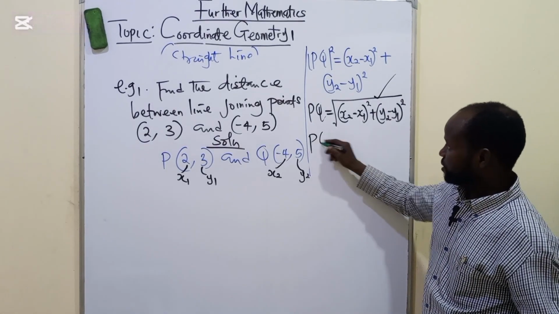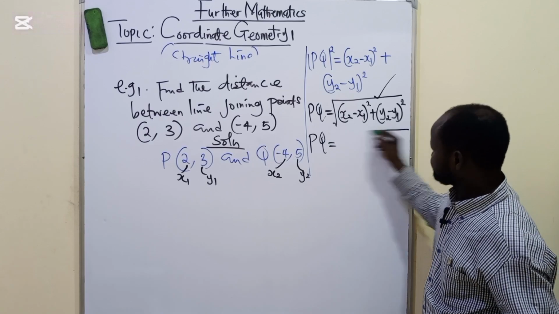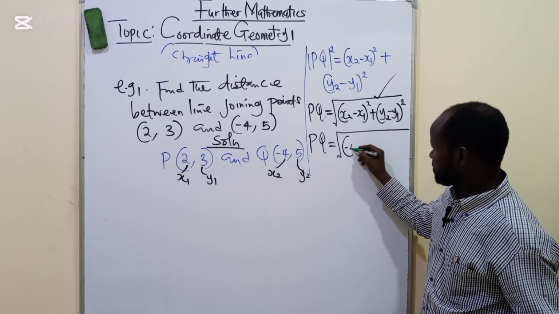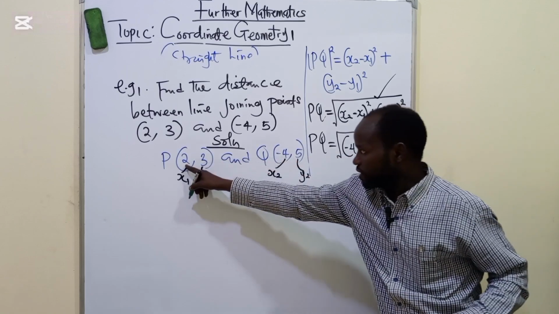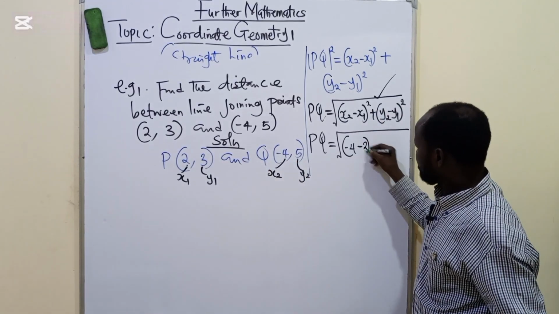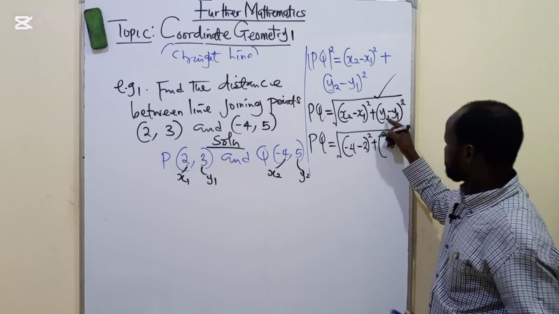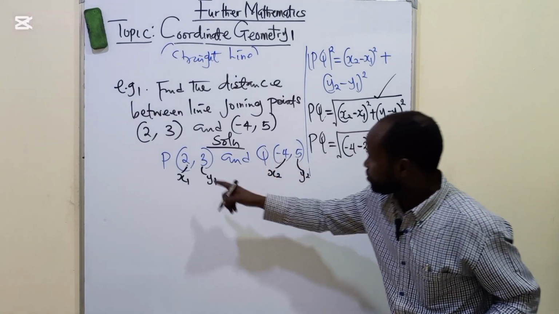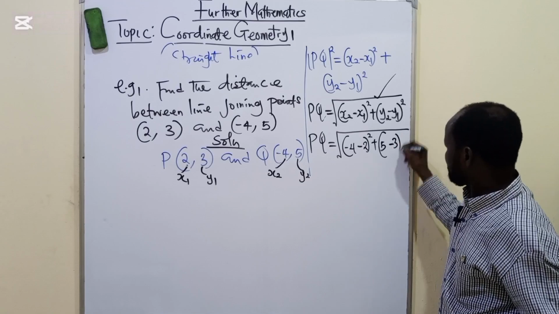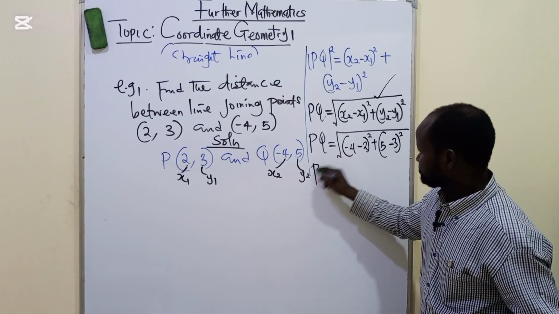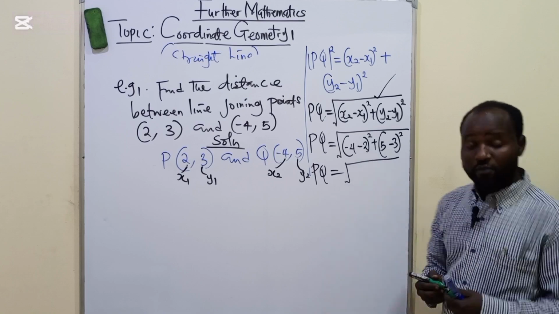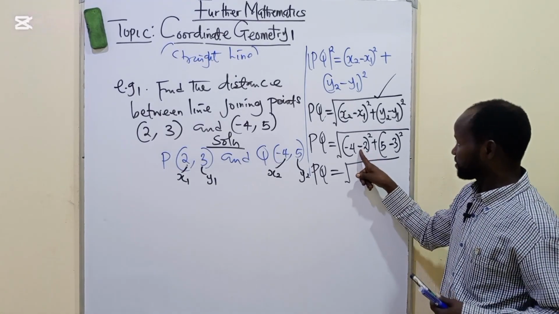PQ will be equal to the square root of x2, which is minus 4, minus x1, which is 2, all squared, plus y2, which is 5, minus y1, which is 3, all squared. So PQ will be equal to the square root of minus 4 minus 2, that's minus 6.